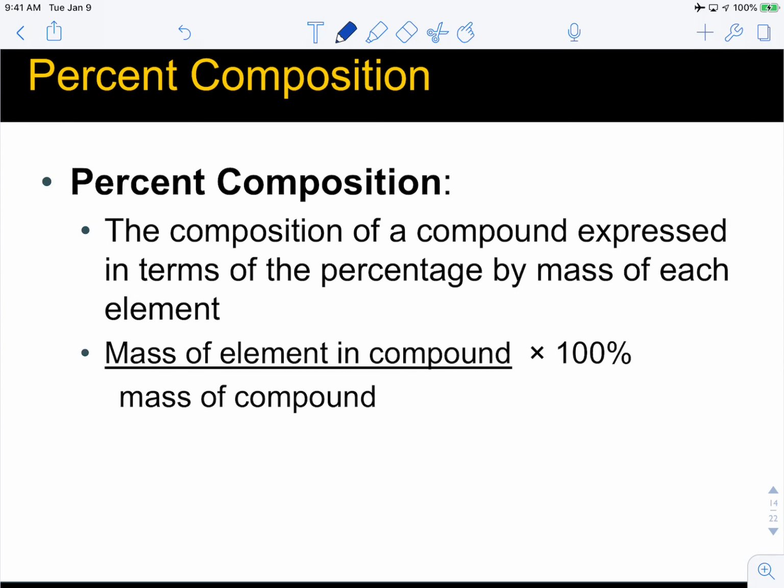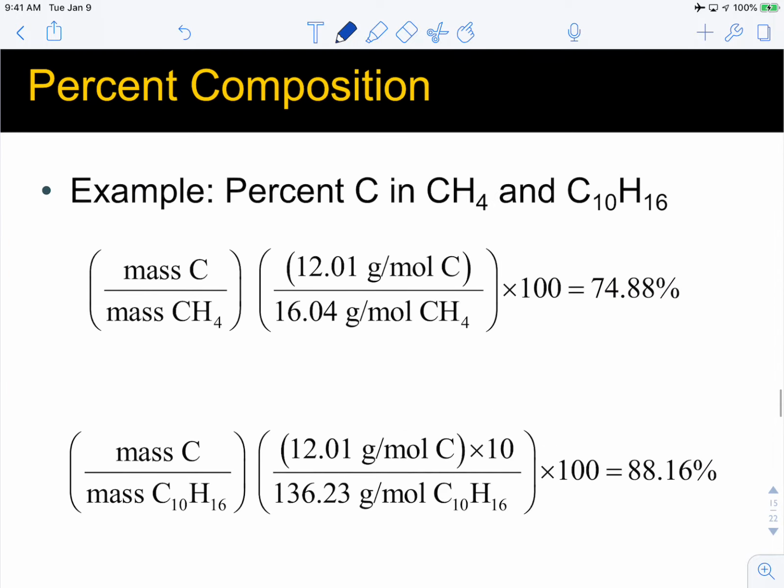Another thing I'm going to introduce here is percent composition. And I'm not going to spend much time on this because you've already done this in lab. But percent composition is defined as the composition of a compound expressed in terms of the percentage by mass of each element. So that's just the mass of the element in the compound divided by the mass of the compound times 100%. So a couple simple examples of that are right here.